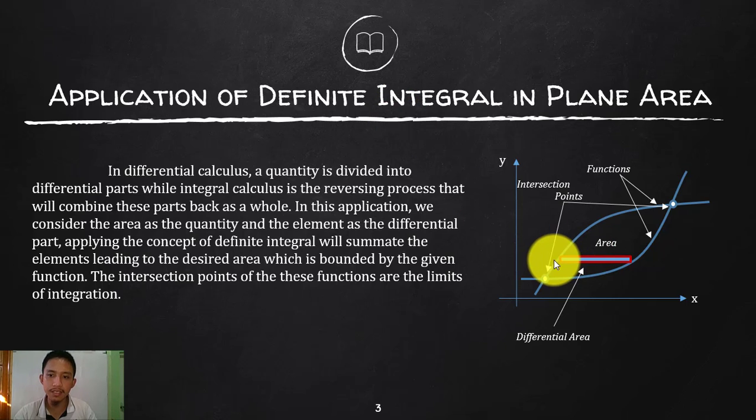Again, considering a very small portion, a very small area, which we call a differential area or a strip, then summating all of those strips within this bounded area, that will be the total. Okay, so that is how definite integral is applied in your plane areas.